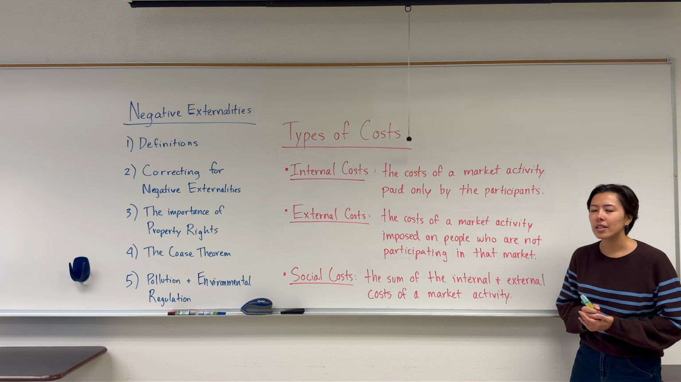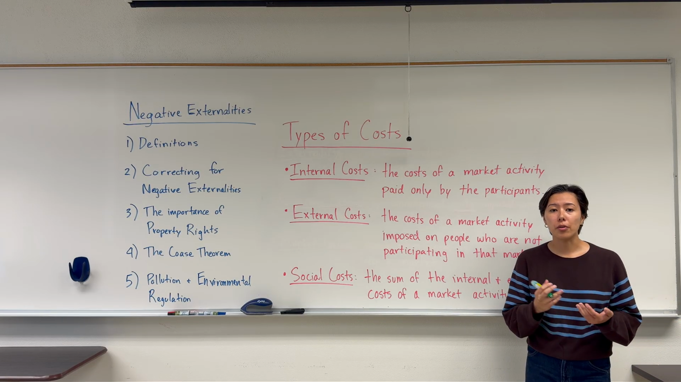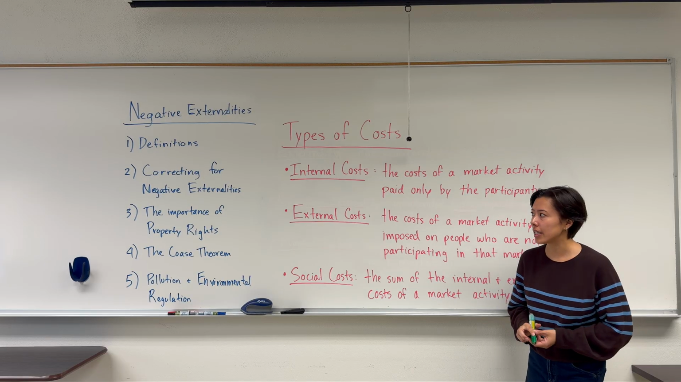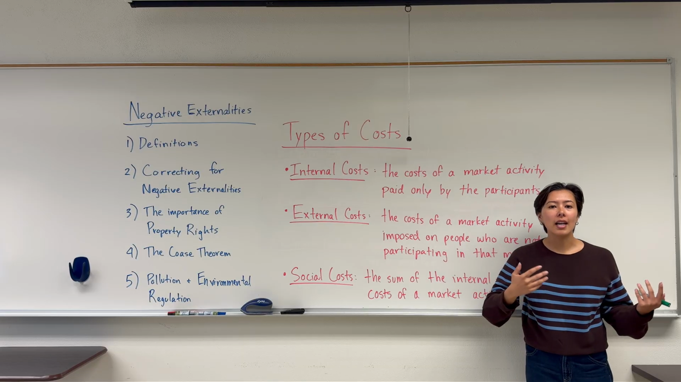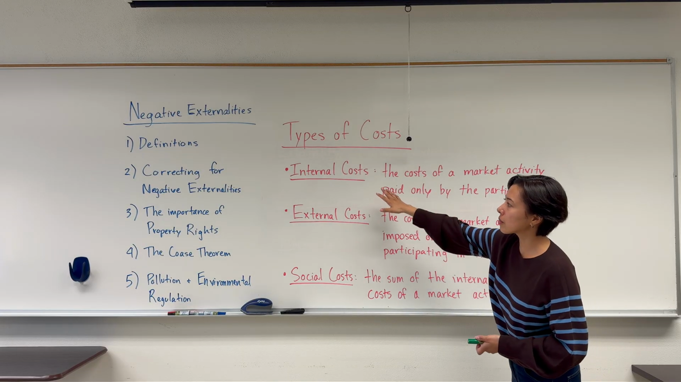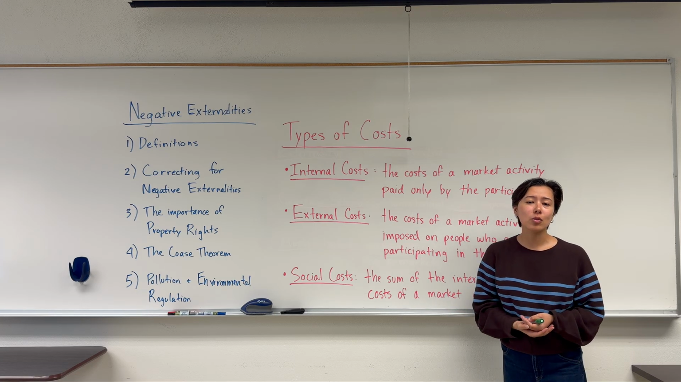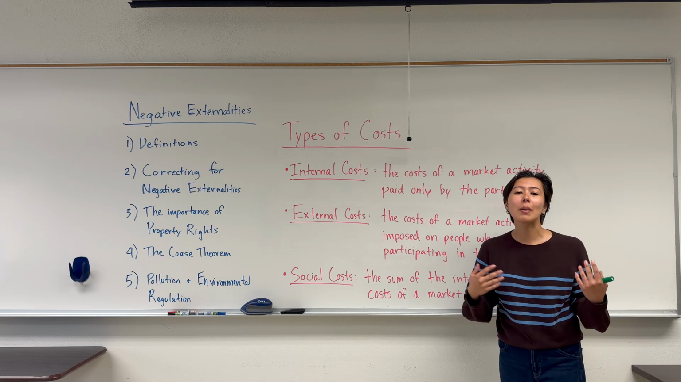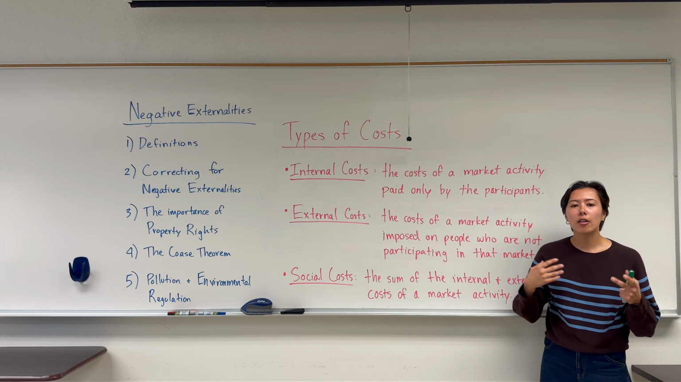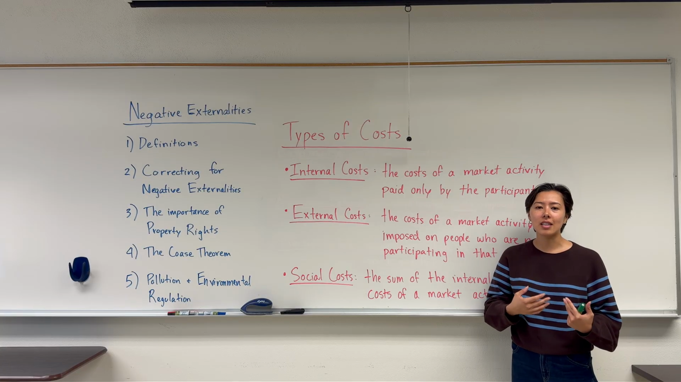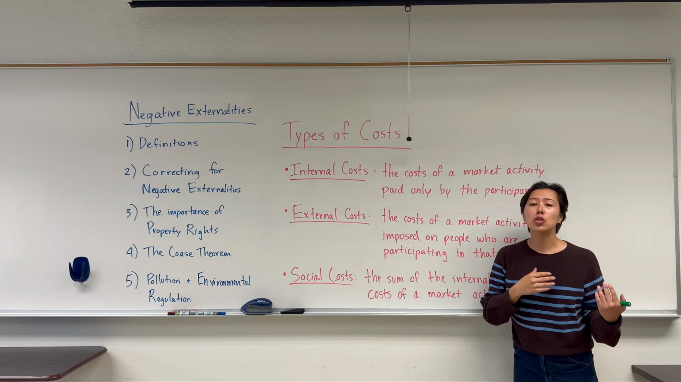So now that we know a negative externality is just some unintended cost that's imposed on a third party due to some market activity, let's break down the different types of costs that are generated by any market activity. So first we have internal costs, and these are kind of the unavoidable costs or maybe the costs that aren't necessarily a bad thing. So internal costs are the costs of a market activity that are paid only by the participants in that market. So these are the costs that are paid by the people who are choosing to participate in this activity.